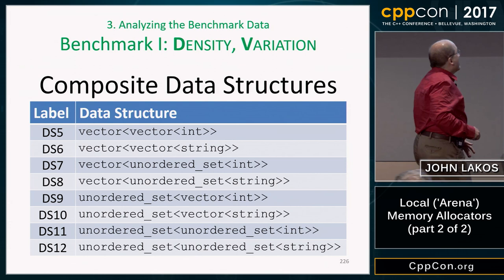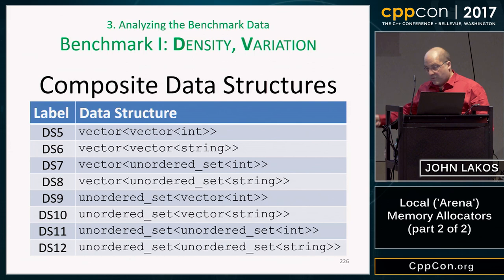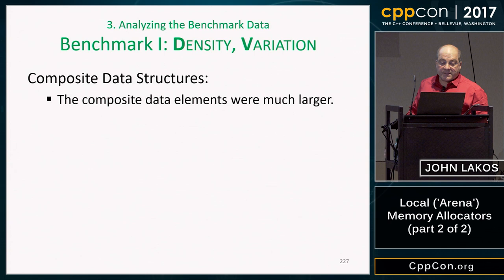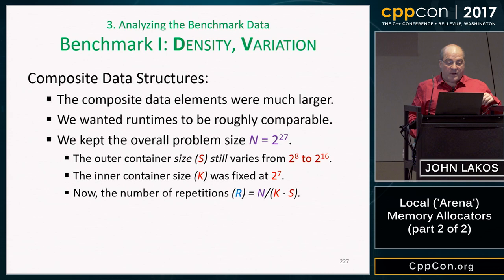So the next thing we did is we said, well, let's make it a little bit more interesting. Let's make a vector of int, vector of string, vector of unordered set of int, vector of unordered set of string, and unordered set of the four. So now we have some more data structures, and composite data structures are much larger. So we picked an intermediate size and stuck with it for pretty arbitrary reasons. And so this is what we did.